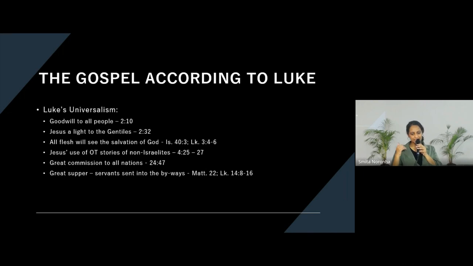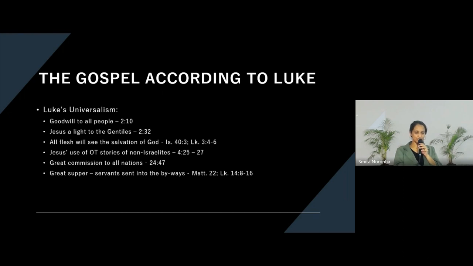Okay, so because Luke is written to a Greek audience rather than a Jewish audience, we'll see in his book that there is a lot of focus on all people. So when we say Luke's universalism, that means the focus on the fact that the gospel, that Jesus came for all people. It's not just for the people of Israel, not just for the Jews. And so these are a few examples we see in the gospel itself.